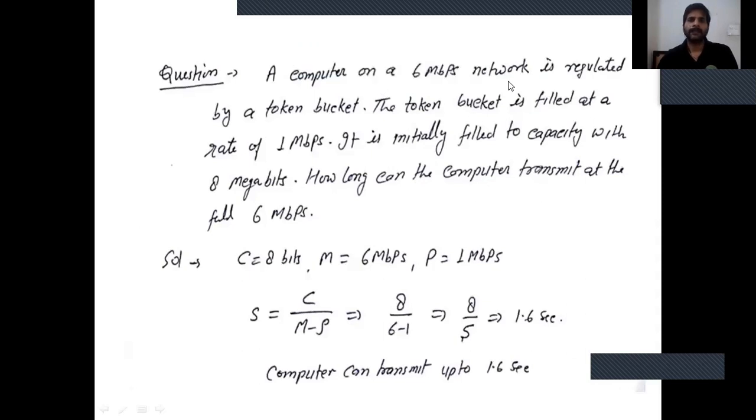For example, a computer on a 6 megabit per second network is regulated by a token bucket. The token bucket is filled at a rate of 1 megabit per second. It is initially filled to capacity with 8 megabits. How long can the computer transmit at the full 6 megabits per second? According to the concept of traffic shaping, C equals 8 megabits capacity, M equals 6 megabits per second, rho equals 1 megabit per second. According to the formula, S equals C divided by M minus rho. Applying it, we find the computer can transmit for up to 1.6 seconds.